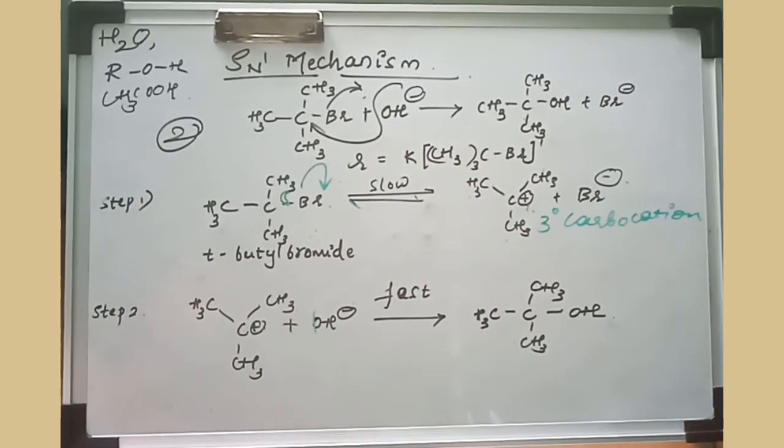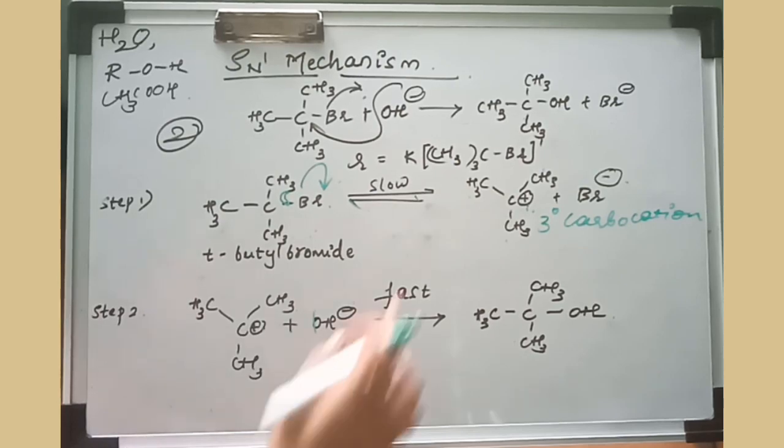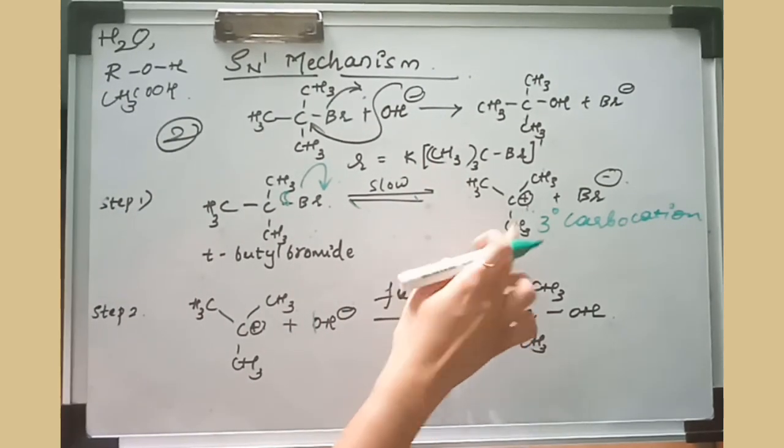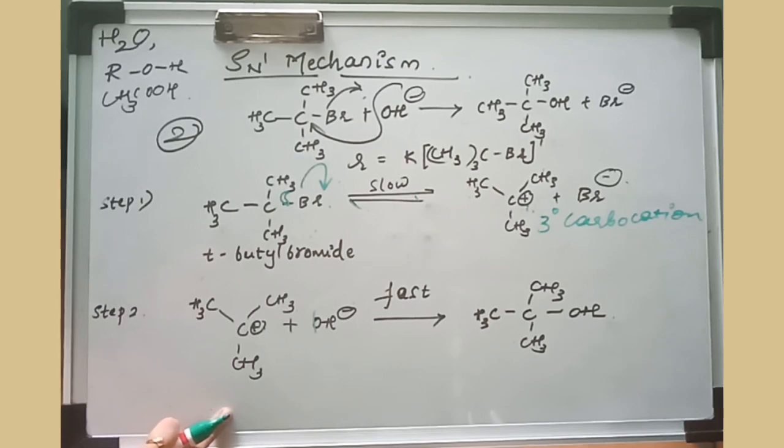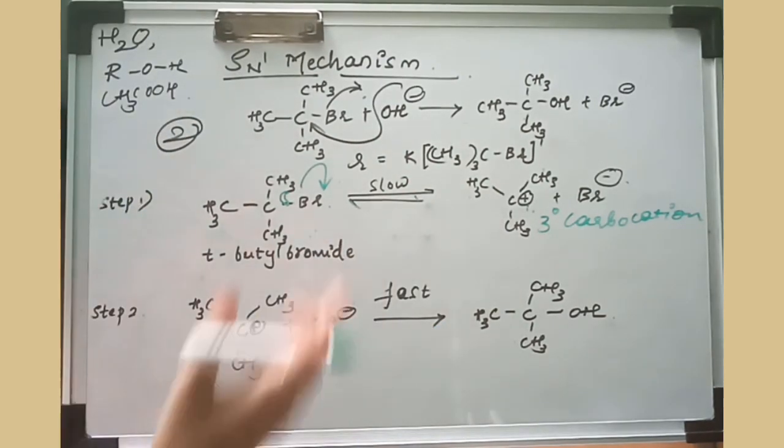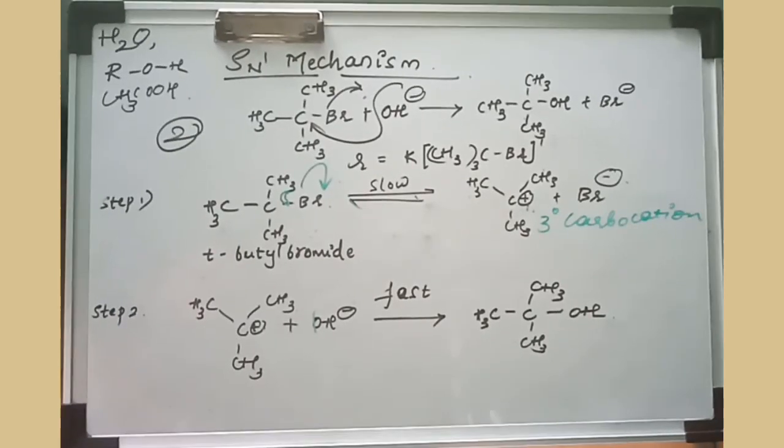In order to avoid that and in order to make this carbocation react for the further steps, we are going to add a polar solvent to this. That means the reaction is done in presence of some of the polar protic solvents. Okay, this is an external factor.